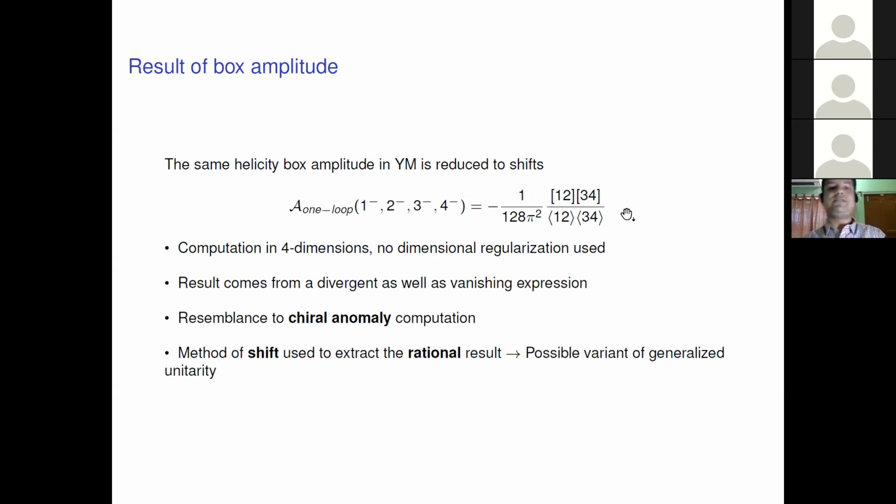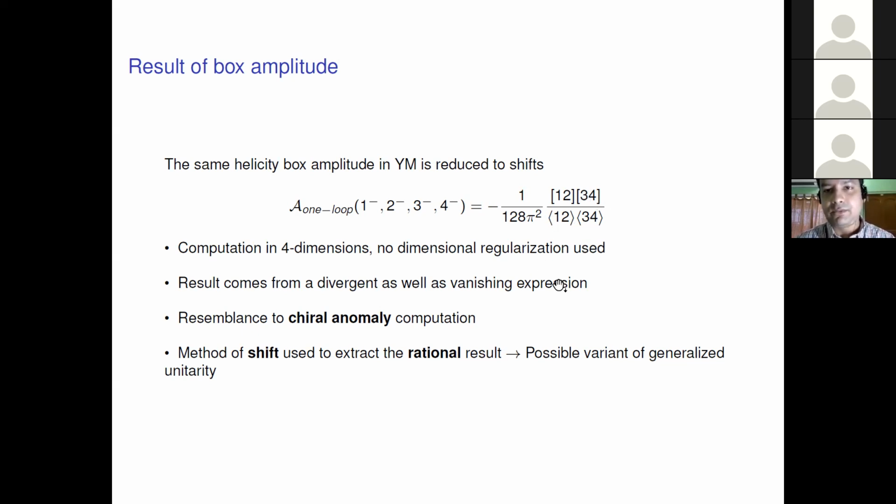The salient feature of this calculation is basically that no dimensional regularization is used, because, as I said, dimensional regularization will be problematic when it is used in the case of two-component spinors. The result comes from a divergent as well as a vanishing expression, and this is very reminiscent of the chiral anomaly calculation, where the result was also calculated using the method of shifts, and it also comes about from a divergent as well as a vanishing expression.